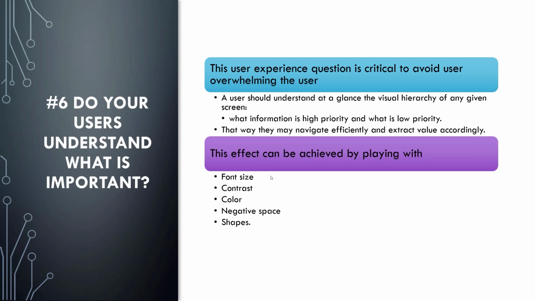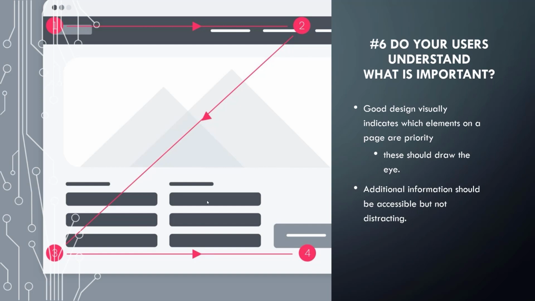You can have things that are a lower priority be smaller, have less contrast, have less styles to them, so that way they appear more plain. And then you can have things that have a higher priority. You can style them in ways that they stand out. And just down below, I've got some different things that you could do to help with that. Font size, contrast, color, negative space, shapes. This gets talked about a lot. There's some different ways that you can look at this.